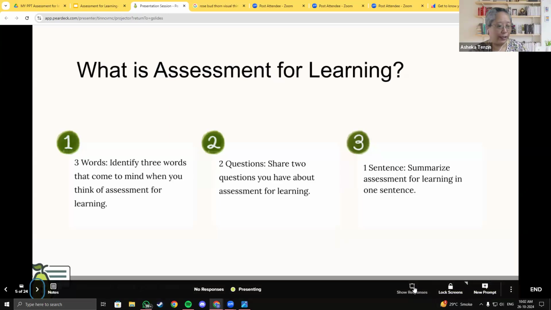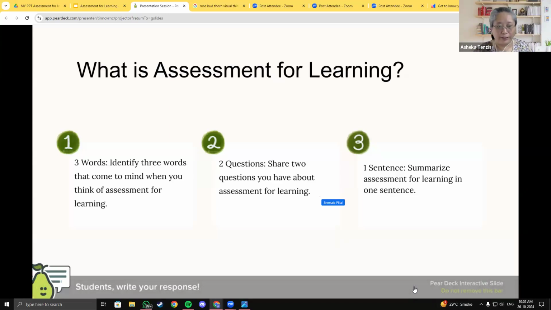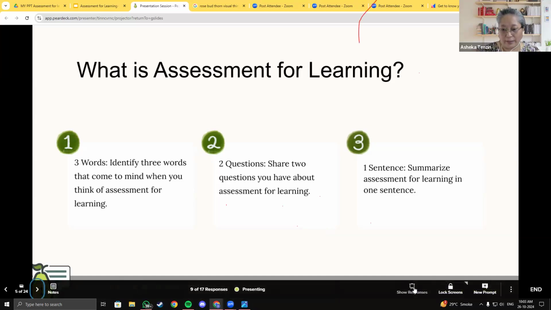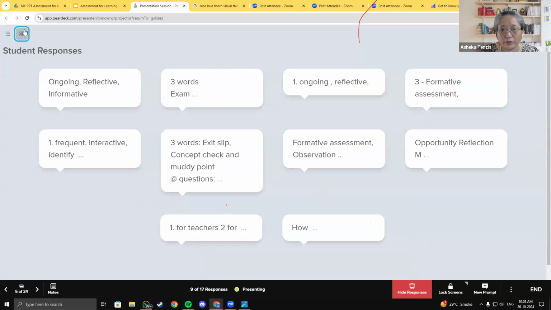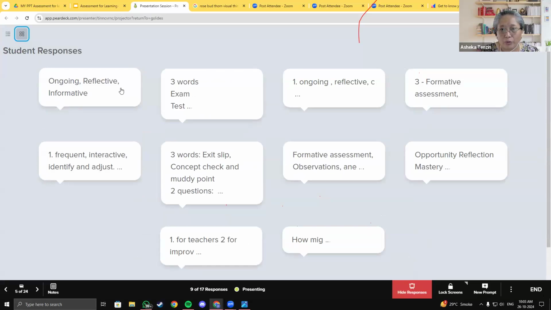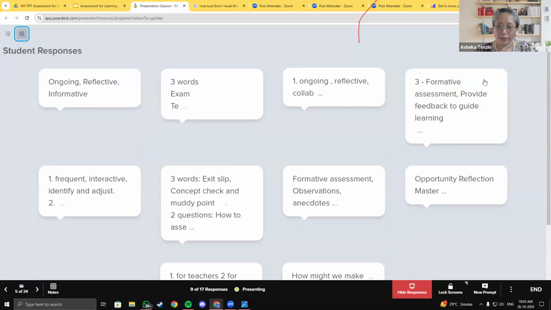Okay, so the three questions are: identify three words that come to your mind when you think about assessment for learning; two questions that you have about assessment for learning; and one sentence to summarize the phrase assessment for learning. You have 2 minutes for this, and then I will show the responses. Because this is a draw sheet, you will have to put in your name also. Otherwise, I will not be able to see what your names are. I can see your responses.